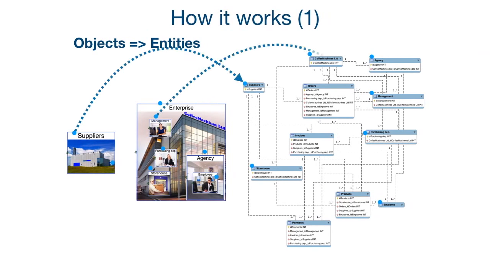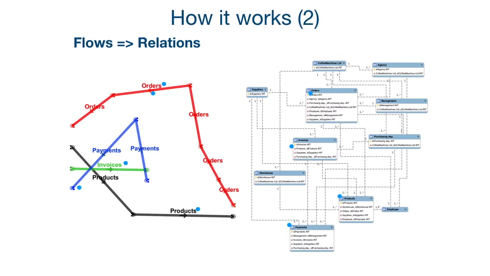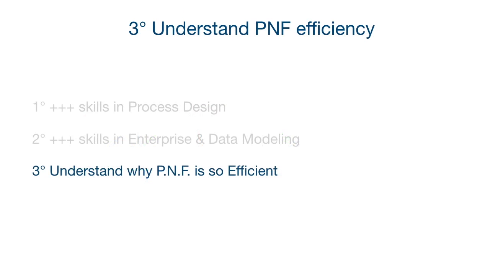Without going into detail, here is how the process is translated into data. First step, objects generate entities. Second step, flows generate relations. If you are interested in the translation algorithm, a more technical video will be devoted to this topic. The technique you will learn is more powerful than the relational database design and at the same time easier to use.